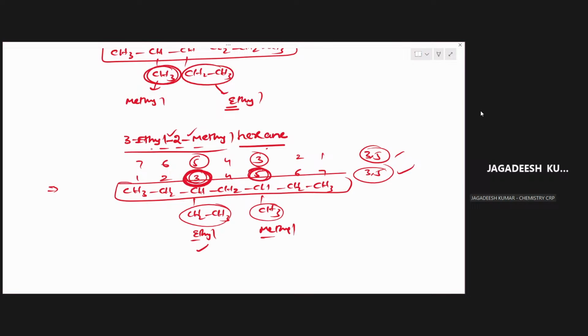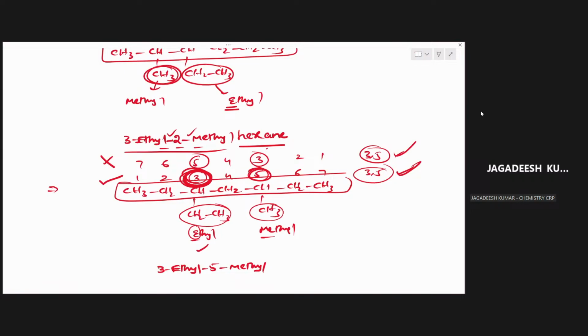Why are we taking it like this? Because if both get the same set of locants, then we should consider alphabetical order, and whichever comes first alphabetically should get the least number. So this numbering is correct and the other one is wrong. Now how to write the IUPAC name? Here 3-ethyl, and after that the 5th carbon containing methyl, and the total number of carbons in the longest chain is 7.